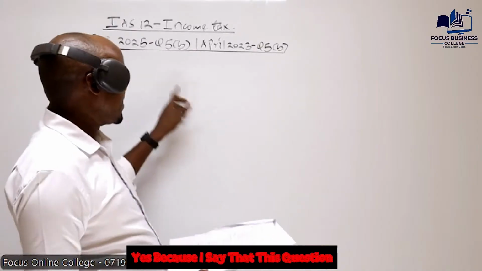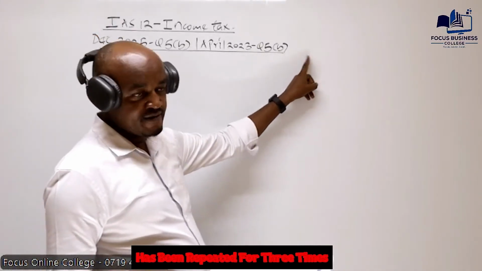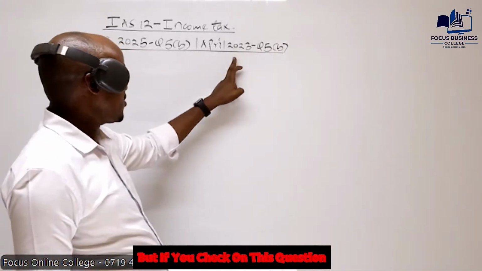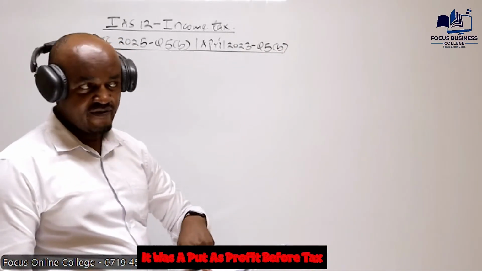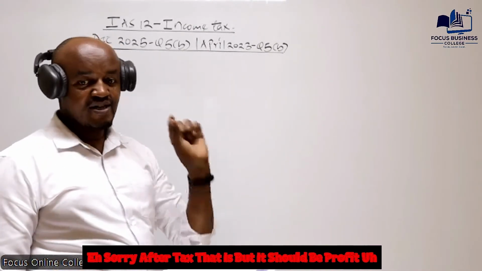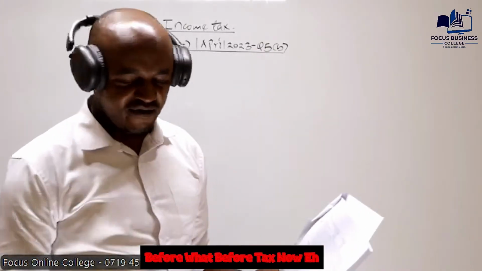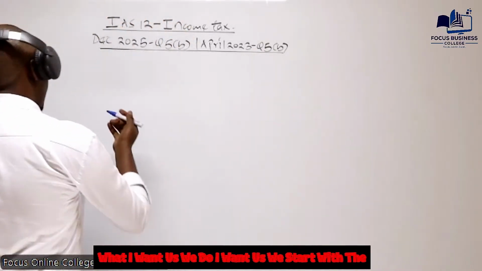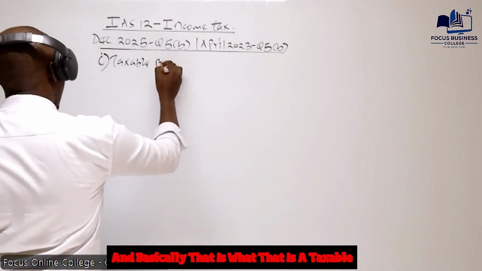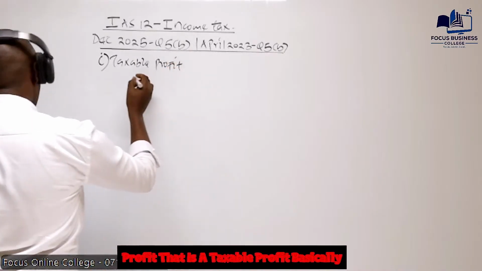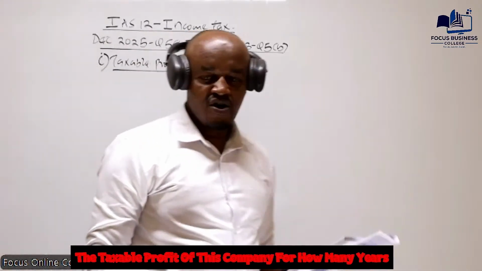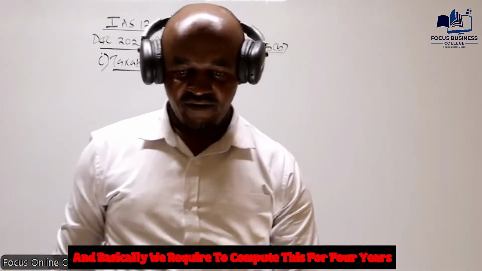I say this because this question has been repeated 3 times. The first question, I think, was around 2012. That question was okay, because it was put as profit before tax. But here it was put as profit after tax, when it should be profit before tax. Now, I want us to start with what is required in Roman 1, which is the taxable profit. Basically, we are required to compute the taxable profit of this company for 4 years.